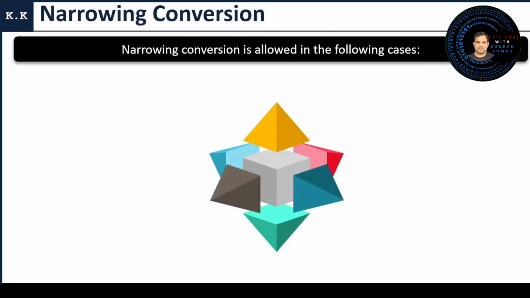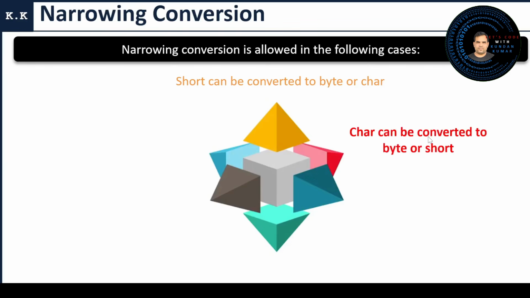Narrowing conversion is allowed in the following cases. Narrowing means a bigger data type is going to be assigned into a smaller size data type. That is narrowing, bigger to smaller. The short can be converted to byte or character. Here short is 2 bytes in size, byte is only 1 byte, and character is 2 bytes. A character can be converted to the byte or short.